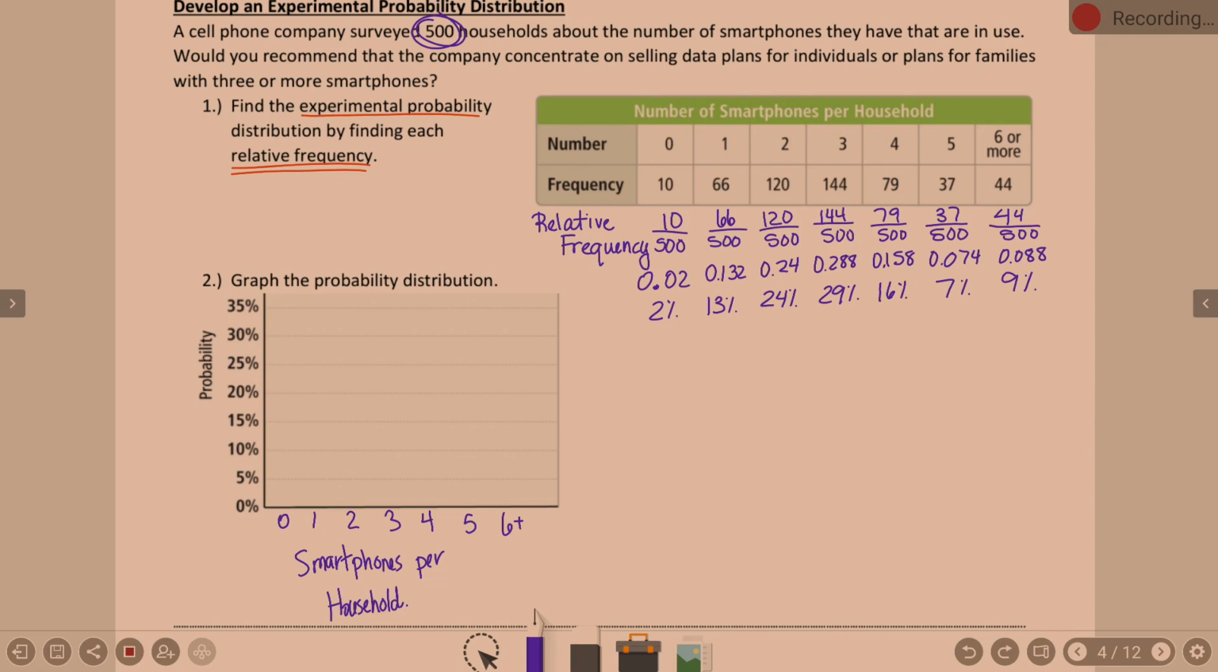So, 0 smartphones. What percent? It was 2%. So I'm just making a bar. I'm not having these bars touch, but there's my approximate 2% bar. It's not a histogram, it's a bar graph, so they don't necessarily usually touch, but it doesn't matter for what we're doing. 1 smartphone, 13%. Again, just ballpark it, folks. 2 smartphones, 24%. 3 smartphones, 29%. What we're doing, we're getting a visual here. 4 smartphones, 16%.